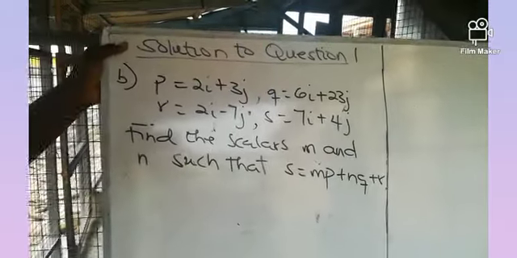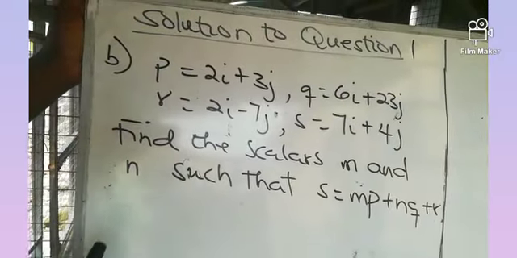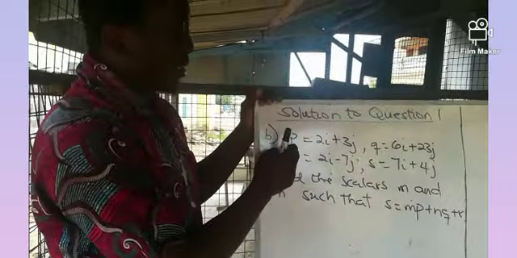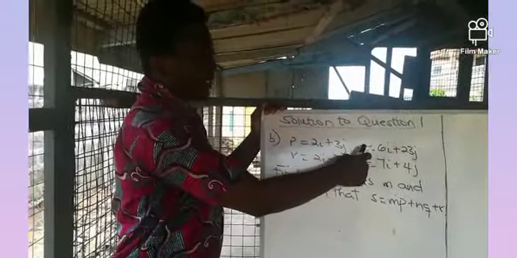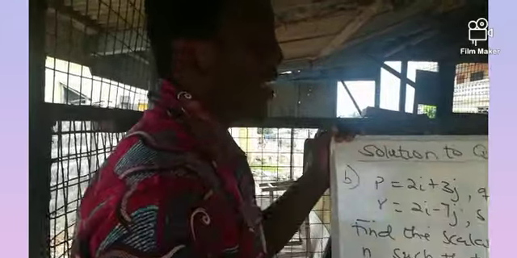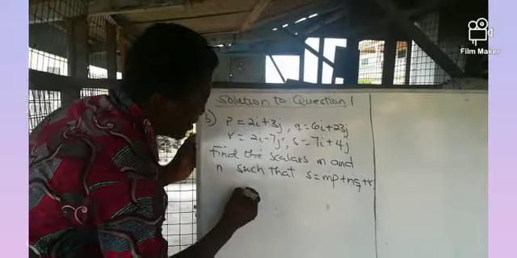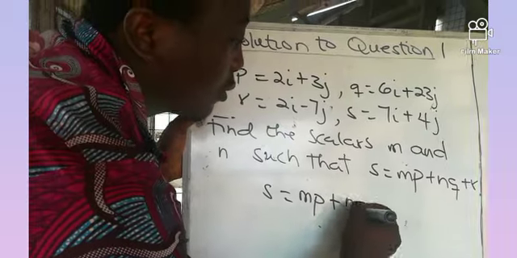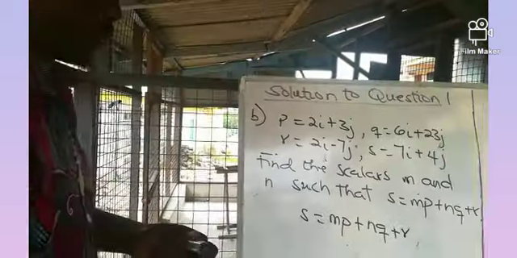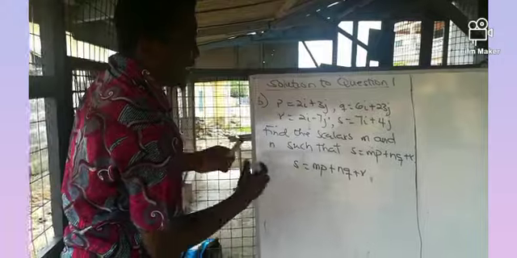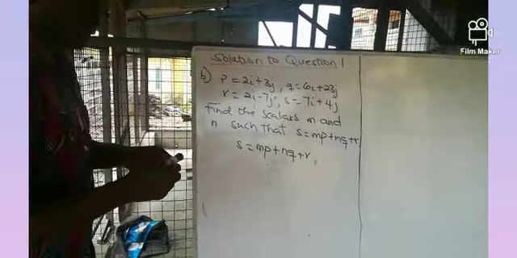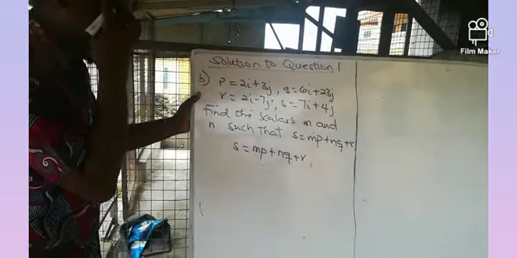The question was asking us to find the scalars M and N if P, which is the position vector, and Q position vector, R position vector, and S position vector are given. And they give us an equation, and the equation is S is equal to MP plus NQ plus R. So what is S? We have to come and put the vector there. I would like to work in column vectors. Working in column vectors will be easy.